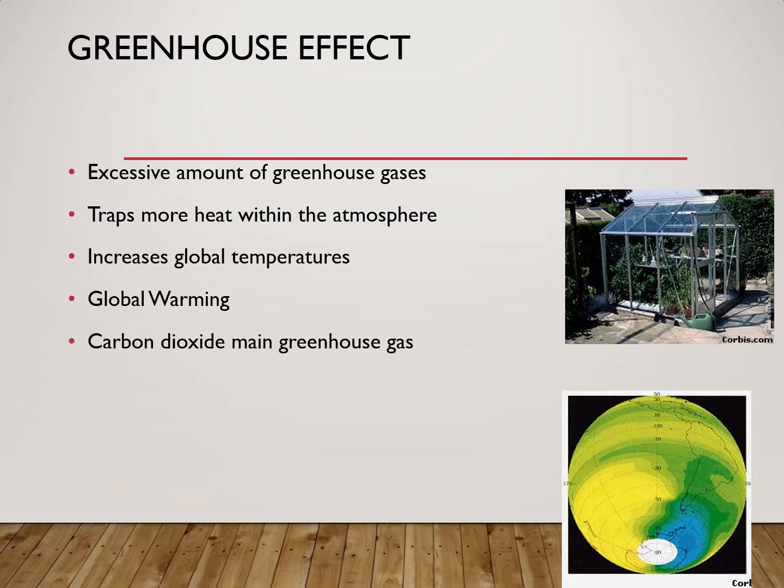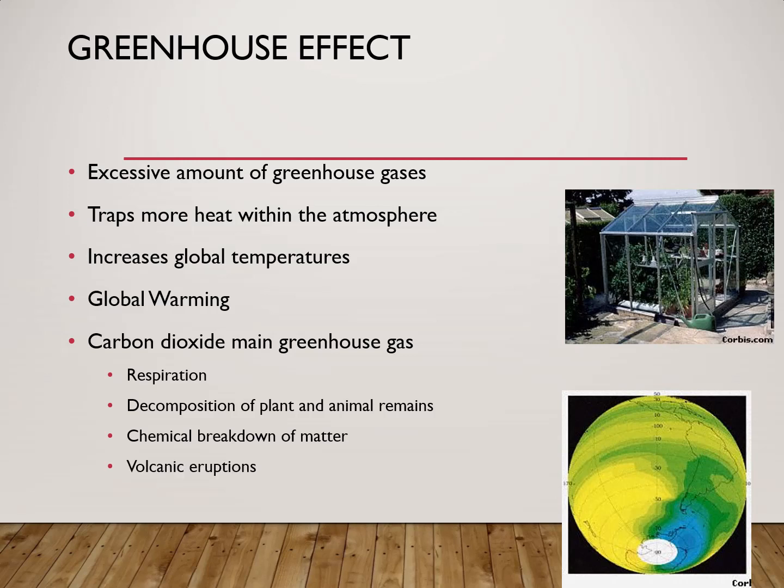But because we are releasing more and more greenhouse gases like carbon dioxide through smoke of vehicles and factories, it is affecting respiration by human beings. Carbon dioxide is released when plant and animal remains decompose. When matter is broken down chemically, then also carbon dioxide is released. Through volcanic eruptions, more and more carbon dioxide is released into the atmosphere. When we burn coal and petroleum, that is fossil fuels, we give out a lot of carbon dioxide. Smoke from factories and vehicles also generates a lot of carbon dioxide.